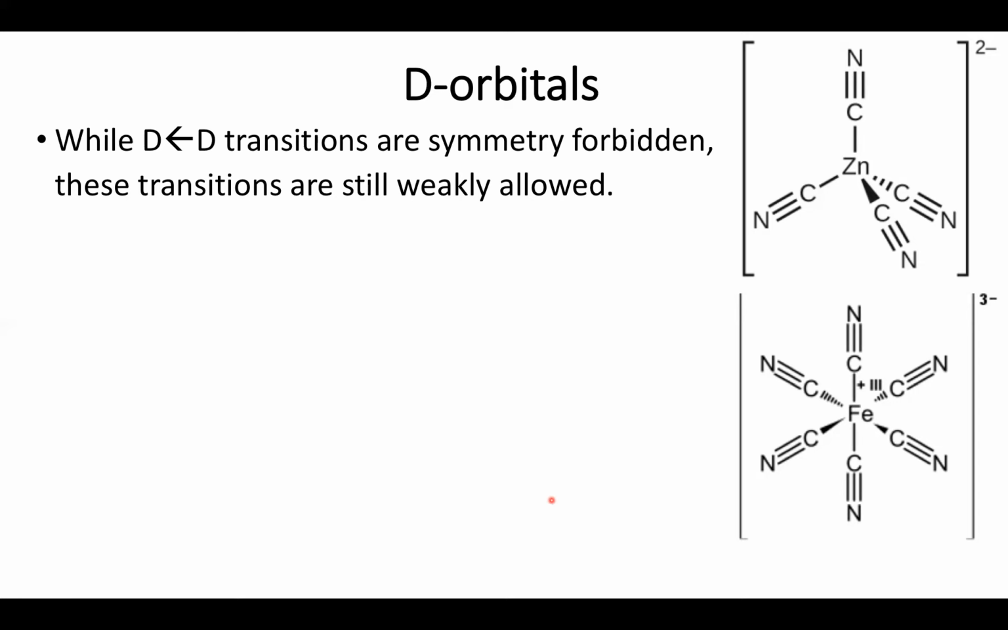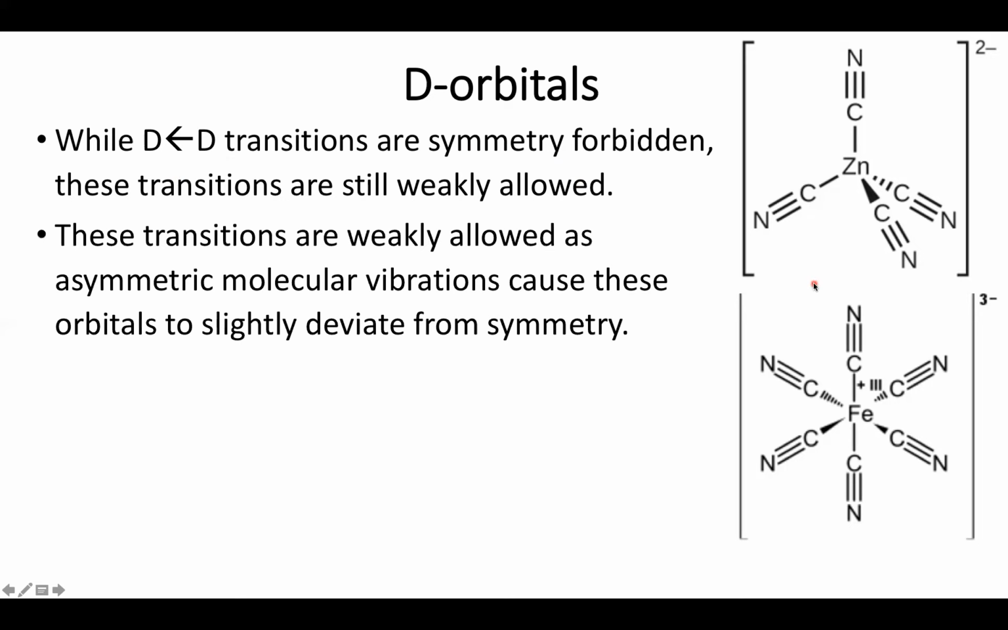Now, one of the things I do want to emphasize is, uniformly, these d to d transitions are technically symmetry forbidden. One of the reasons why they are weakly allowed is because molecules are more complicated than we think. Tetrahedral and octahedral complexes are both vulnerable to vibrations. And most importantly here, we have those asymmetric vibrations. So these are going to be things like out-of-plane vibrations, which allow the molecular orbitals to slowly deviate from original symmetry.